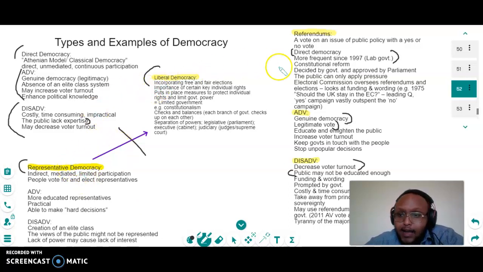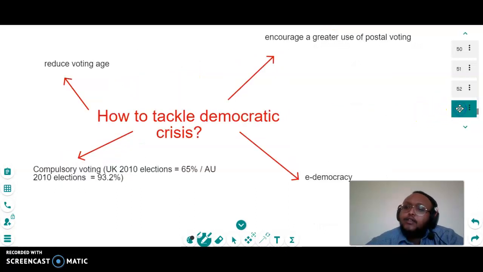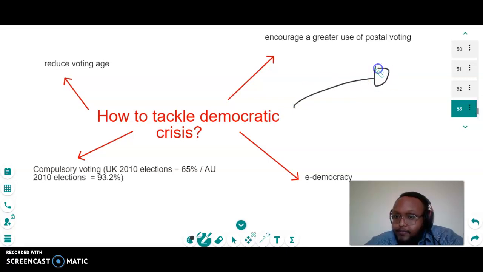Okay, as we approach the finale of this lesson, I want you to think about some ways of tackling democratic crisis. So here I would give the student some chances to add their own ideas before going on to some of the other areas identified here.